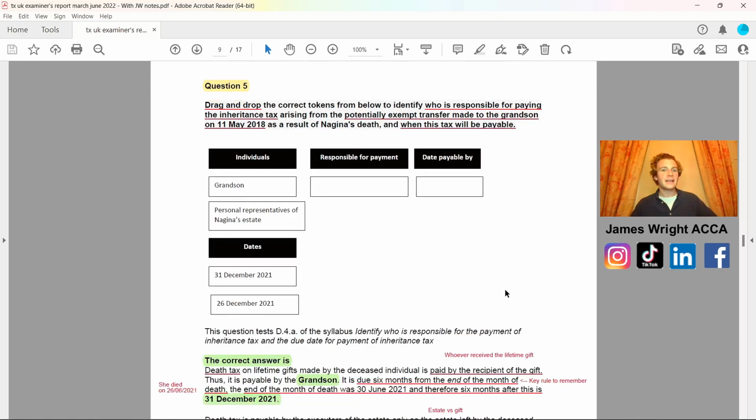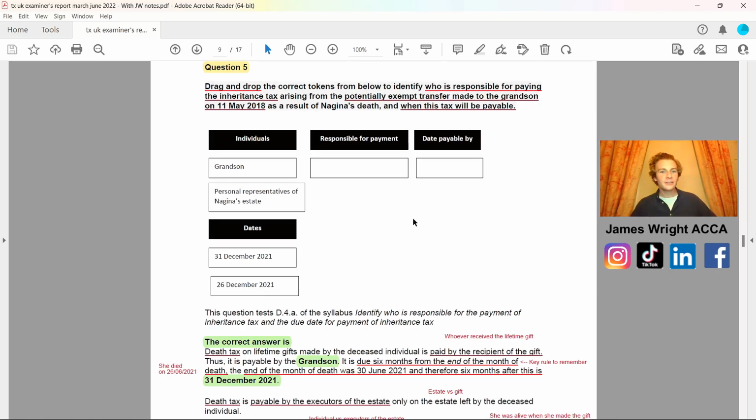Finally, you had a nice little drag and drop question on here about who is responsible for paying inheritance tax. Again, a classically tested area in inheritance tax, also in section A as well, where we had a potential exempt transfer made to the grandson. Again, dates are a key factor in this, of the 11th of May 2018, and when this tax will be payable.